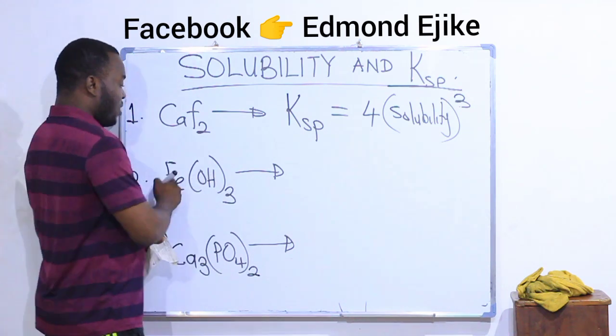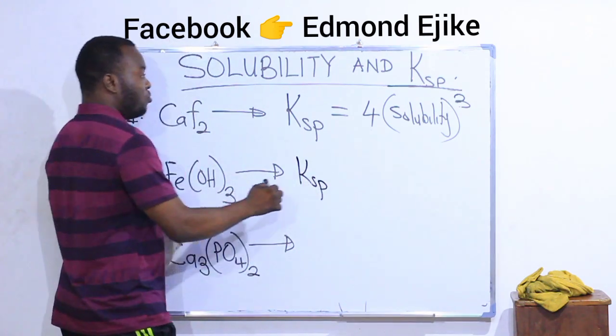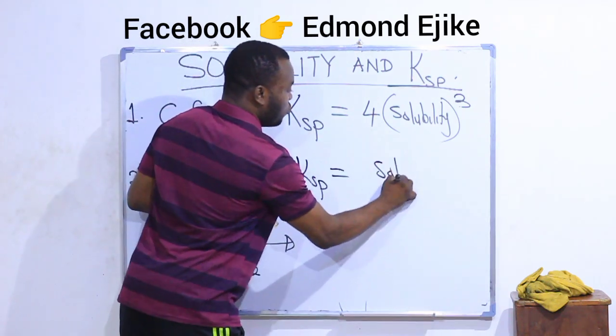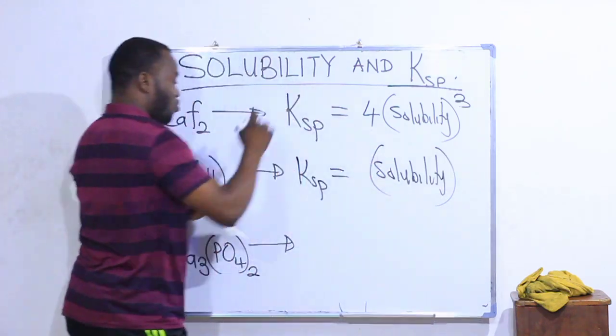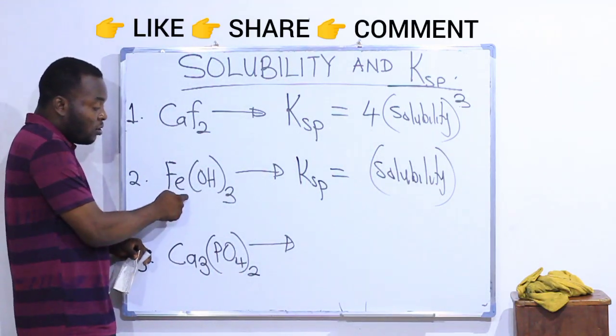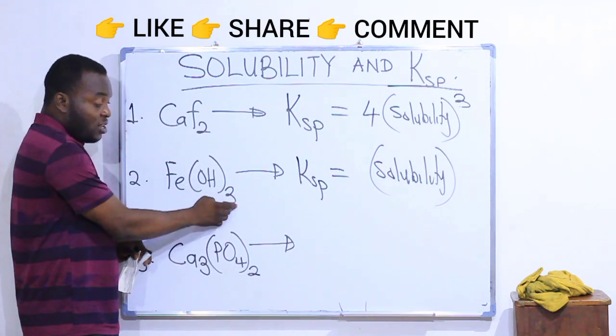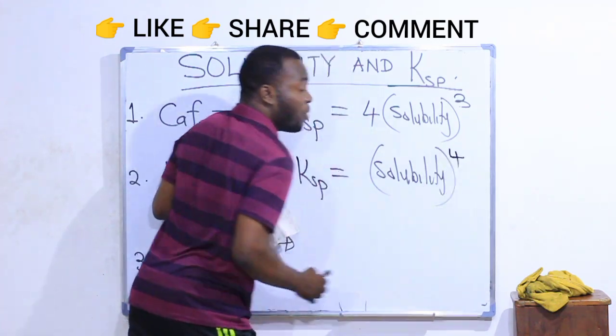For the second one, iron 3 hydroxide. The Ksp for this compound will be equal to, put your solubility first, put a power, put a coefficient. How do I get the power? How many iron ions can you see here? Only 1. How many OH ions? 3. So 1 plus 3 gives me what? 4. The sum is the power.